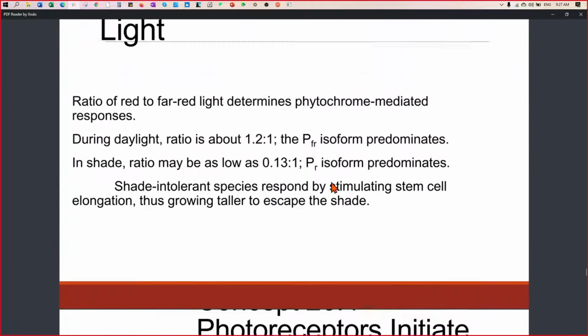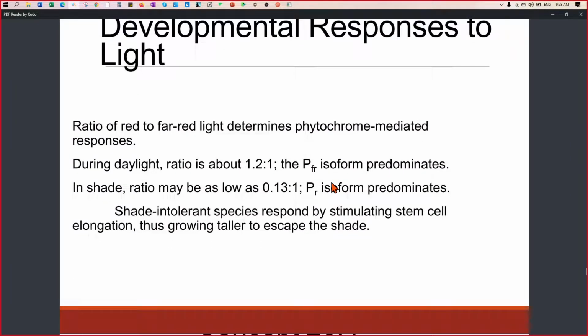All right. So what about this? I just want to share with you what the ratio is like during the day and during the shade. During the day, the active form of phytochrome predominates. In the shade, the inactive form of phytochrome dominates. So active phytochrome, inactive phytochrome.